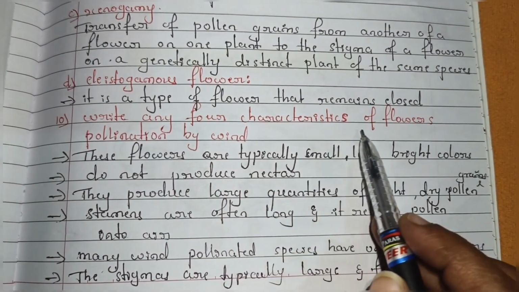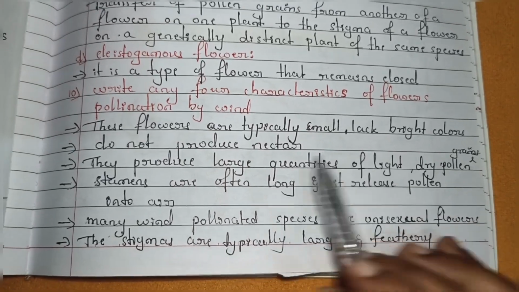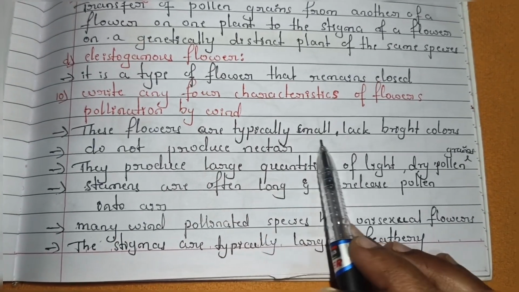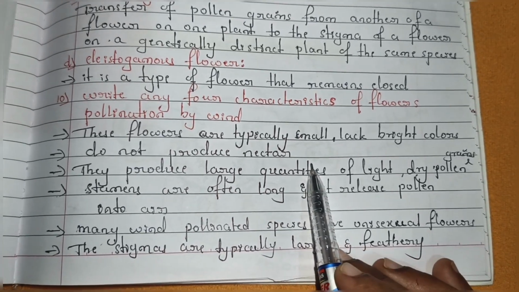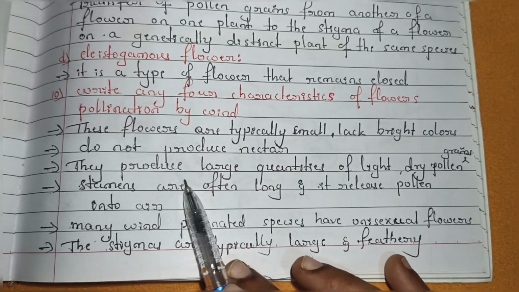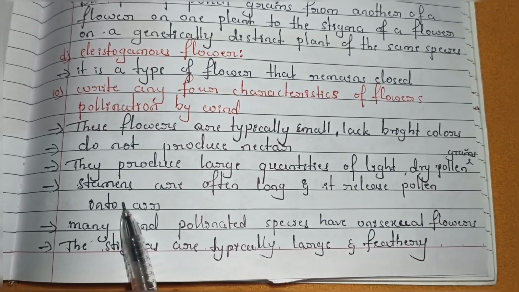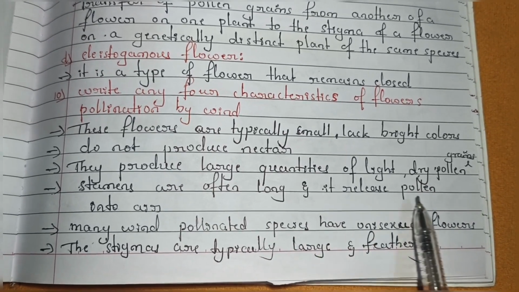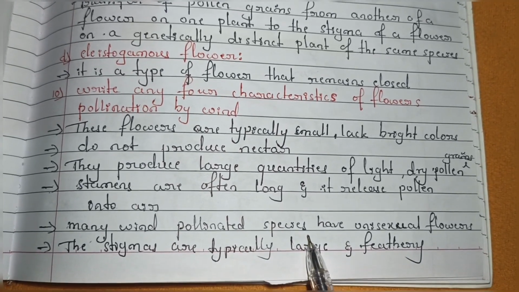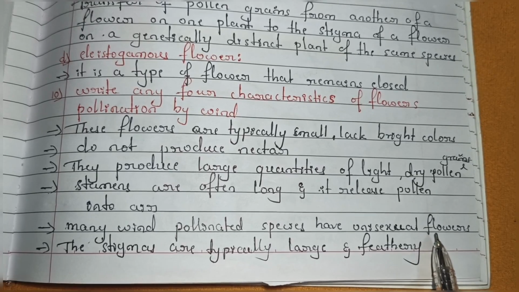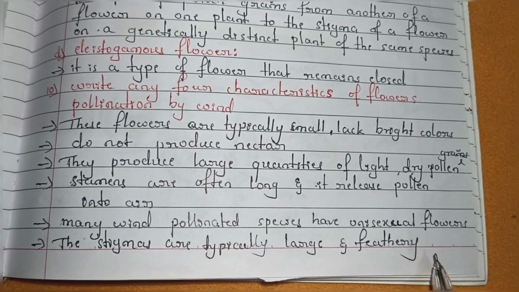Next question: write any 4 characteristics of flowers pollinated by wind. First, the flowers are typically small, lack bright colors, and do not produce nectar. They produce large quantities of light and dry pollen grains. The stamens are often long and release pollen into the air. Many wind-pollinated species have unisexual flowers, and the stigmas are typically large and feathery.